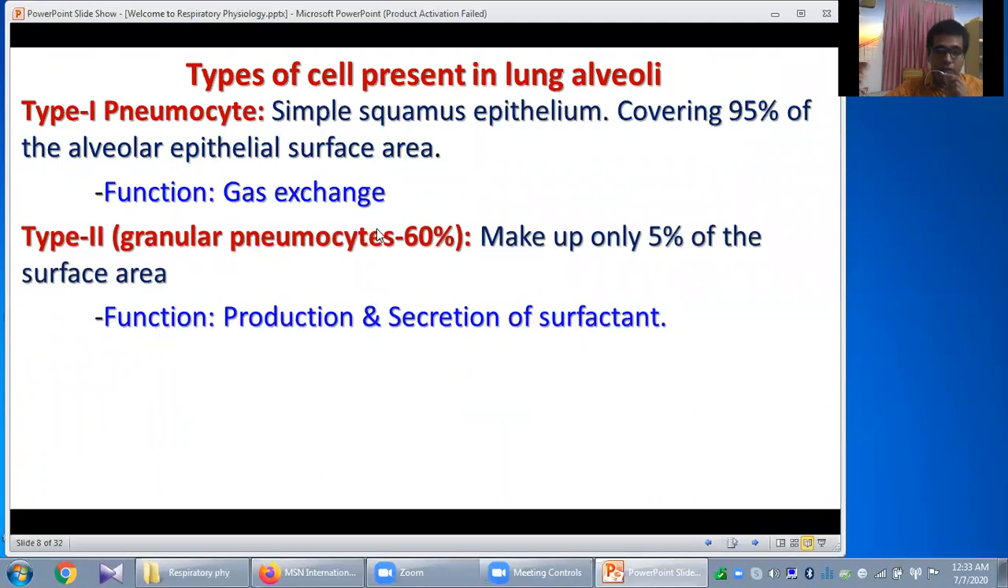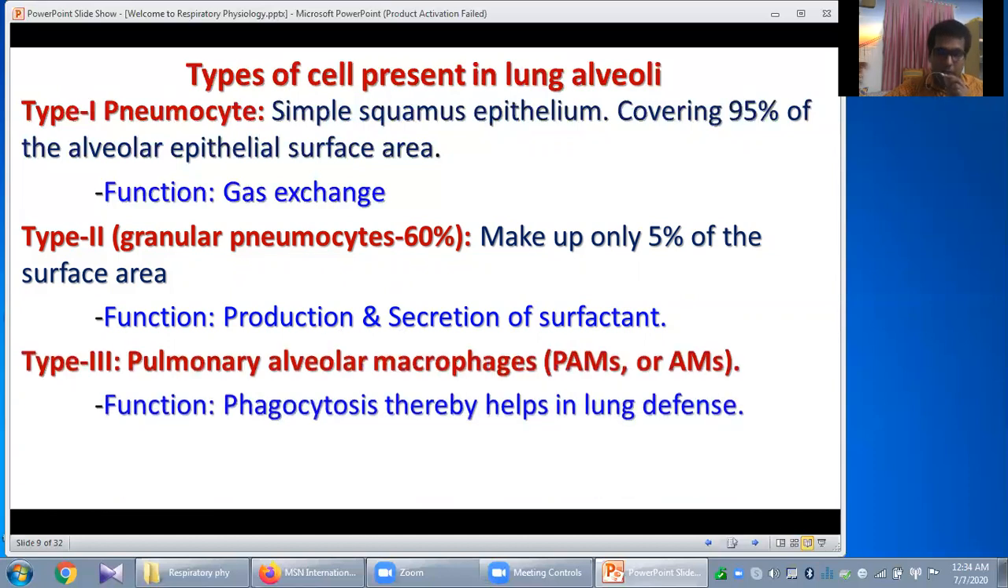Type 2 granular pneumocytes constitute 60% of the alveolar cell population, but they make up only 5% of the alveolar surface area. Okay, because they can interfere with the gas exchange mechanism. That is why they only make up 5% of the surface area, but they have very important functions. They are very important in the production and secretion of surfactant. Surfactant is very important. This actually prevents lung collapse. We will discuss surfactant in detail in later classes.